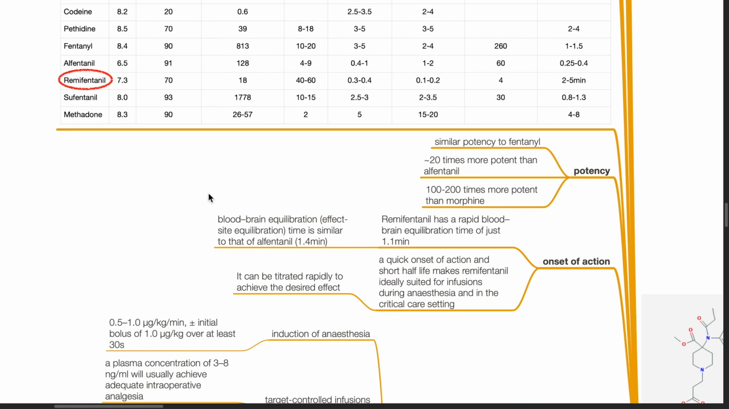Potency of remifentanil is similar to fentanyl. It is 20 times more potent than alfentanil and 100 to 200 times more potent than morphine.